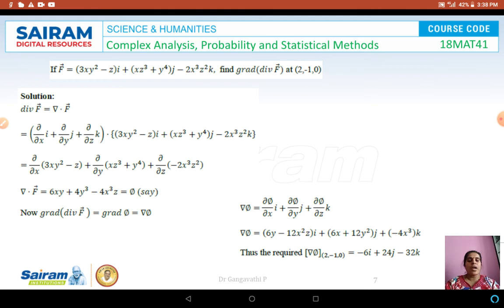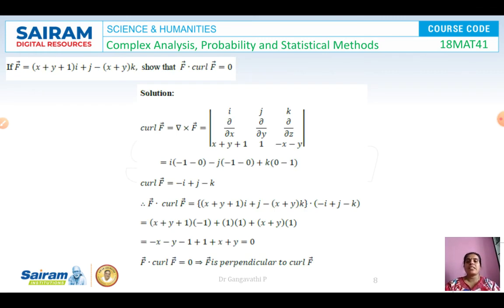So substitute accordingly. y is equal to minus 1, we get minus 6. And z is 0, so the entire term becomes 0. 6 into 2 is 12, plus y is minus 1, whole square is plus 1, so we get 12j. So 12 plus 12 is 24j. Minus, this is x cube, x is 2, whole cube is 8, minus 8 into minus 4 is minus 32 k cap. So we have evaluated the required things.